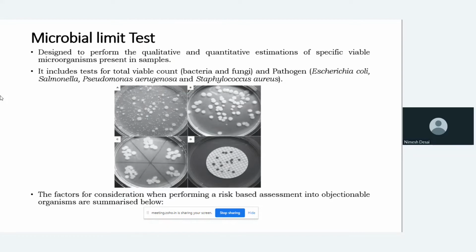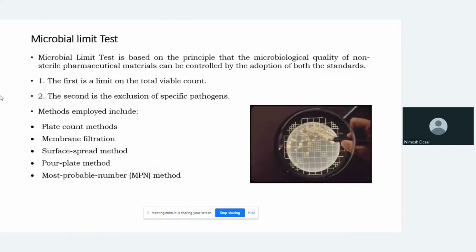Factors for consideration when performing a risk-based assessment of objectionable organisms are summarized below. For example, in the microbial limit test, why are we doing product testing in the pharmaceutical industries? Because whatever product we are manufacturing is a drug, and it is utilized to cure the patient, right? If there are some objectionable microorganisms, it may adversely impact the patient who is consuming the medicines. So in that condition, suppose instead of these four pathogens we find some other objectionable microorganism, then also we need to follow some risk-based approaches.